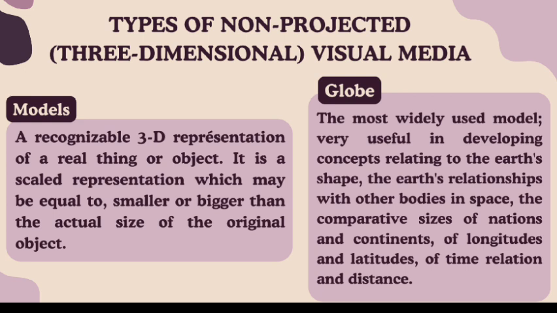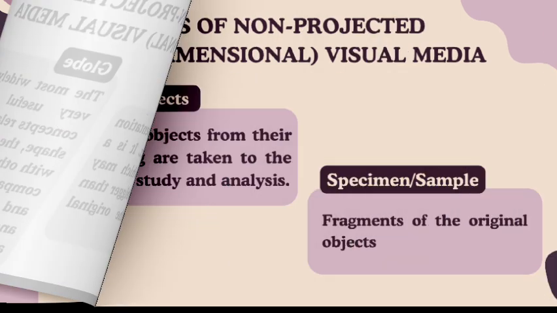Next is globe. Globe is also a good example for the model because the globe is a 3D model of the Earth. You can use the globe to show your students the shape of the Earth. You can also use the globe to show your students the continents, where they are located, and the comparative size of the continents and its nations.